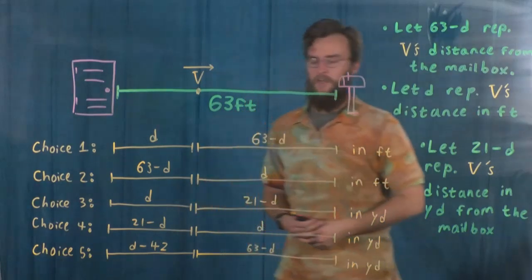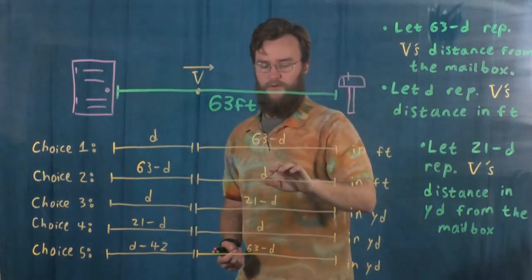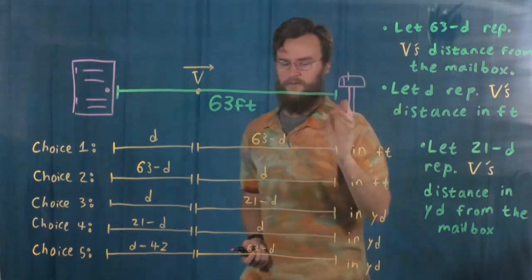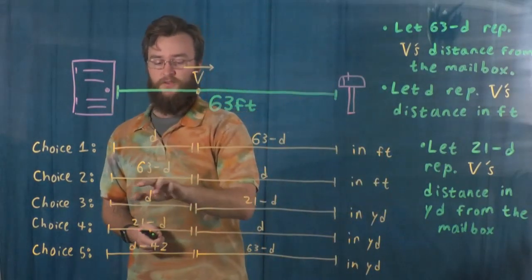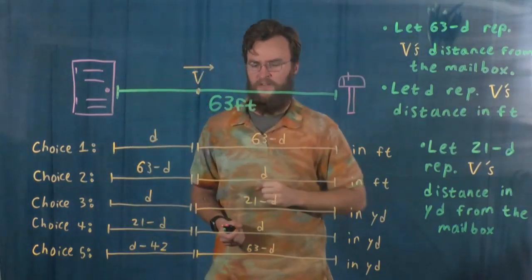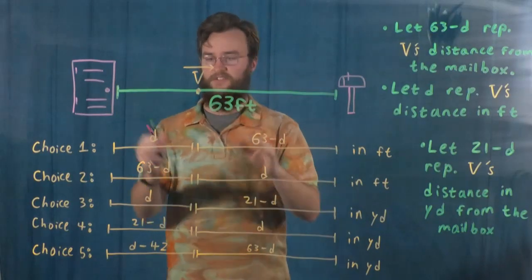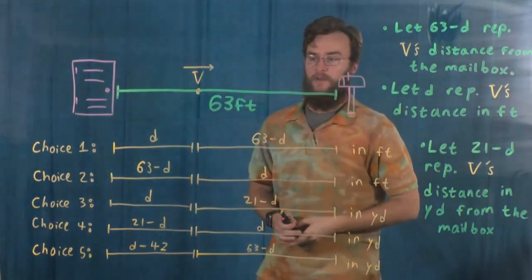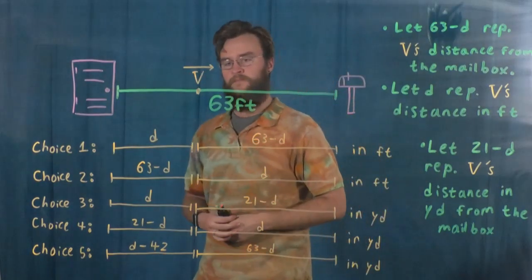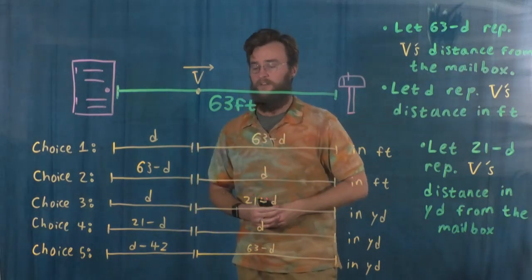For example, you could give another perfectly good description of a variable by saying, let's have the variable D represent the distance remaining for Vanessa to walk. Now it would follow that 63 minus D has to represent the distance Vanessa has walked. That's just because both of these numbers have to add up to 63 feet, the total distance between the front door and the mailbox. We're assuming here that Vanessa is walking in a perfectly straight line.